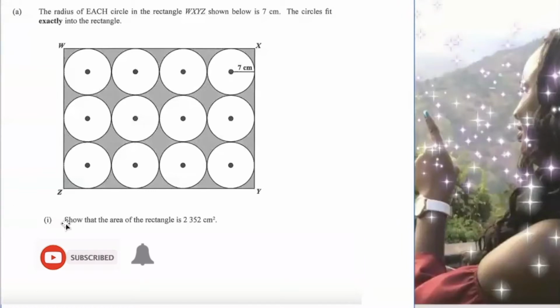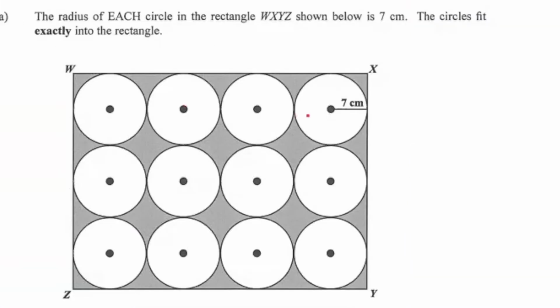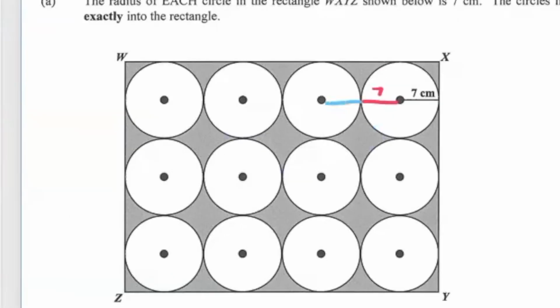Now, it asks us to show that the area of the rectangle is 2,352 centimeters squared. Now, we need to find the length of WX. If you look closely, I have the radius, which is 7 centimeters. So from the center to this point is another 7 centimeters, and then from the circumference to the next center is another 7 centimeters. From the center to the circumference again, another 7, and then from the circumference to the center, another 7.